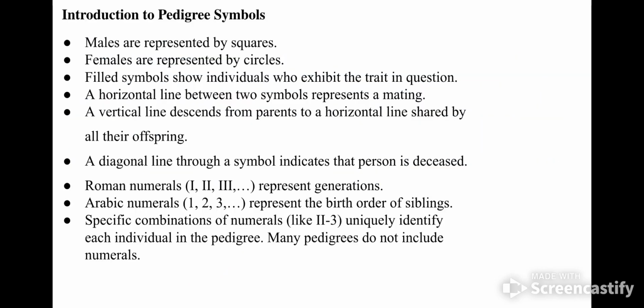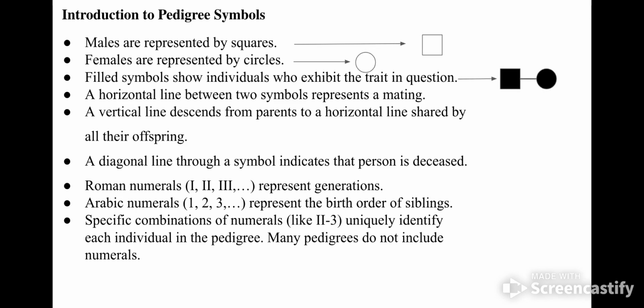Okay, and pedigrees have some very specific symbols related to them. Males are always represented by squares. Females are always represented by circles. And filled symbols show individuals who exhibit a specific trait. So if you see a dark square or dark circle, that means that person has that trait.